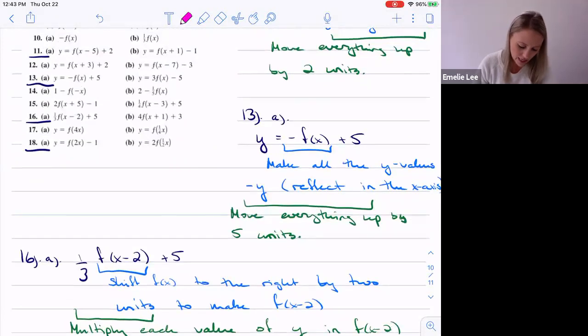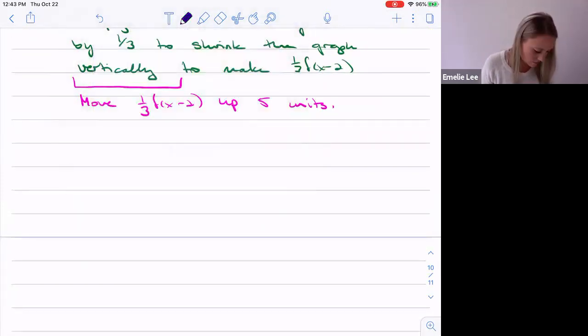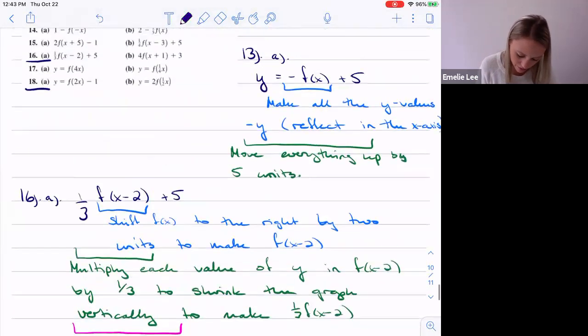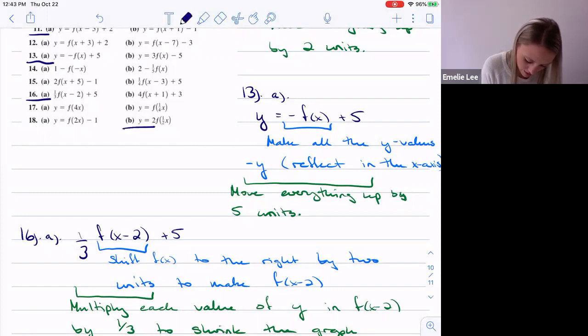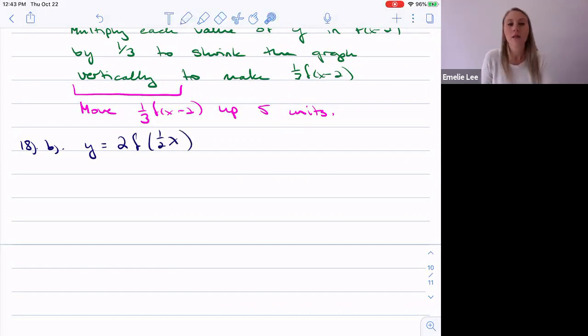And then the last one that we're going to do, y equals f of 2x minus 1. Maybe I should do, let's not do A, let's do B. Looks more interesting. Y equals 2f of 1/2 x. So what happened to this thing first is I multiplied my x by 1/2, and then I multiplied that by 2, right? So you have to start from the very middle and then move your way out.